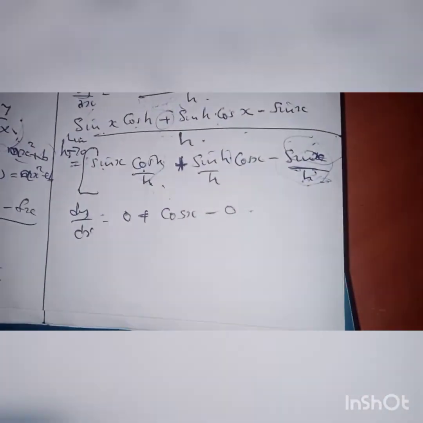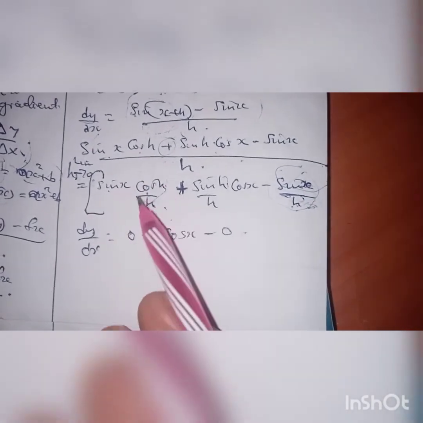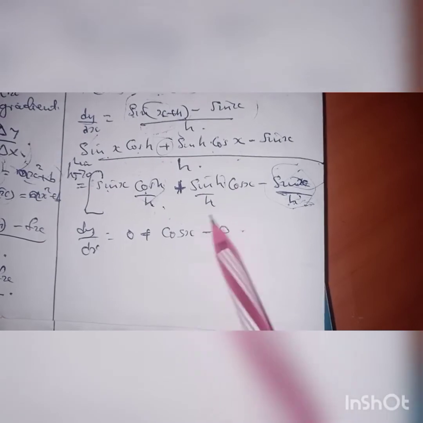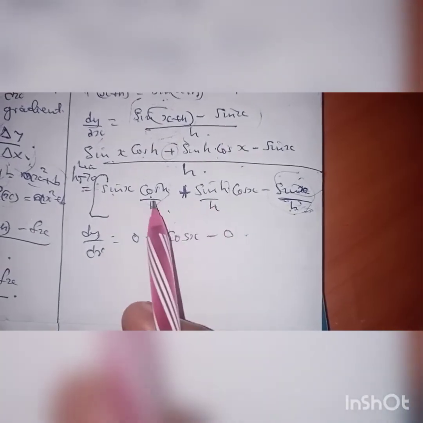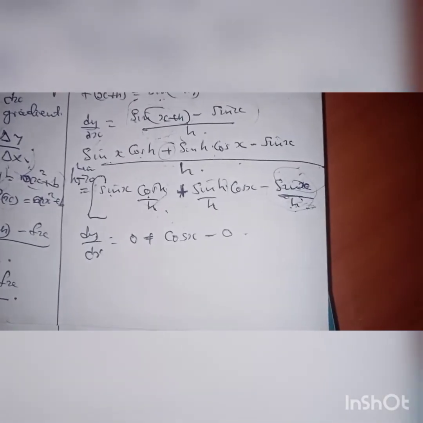In my next video, I will show you why we say that cos h over h and sine h over h limits are 0 and 1 respectively. I'll show it in my next video.